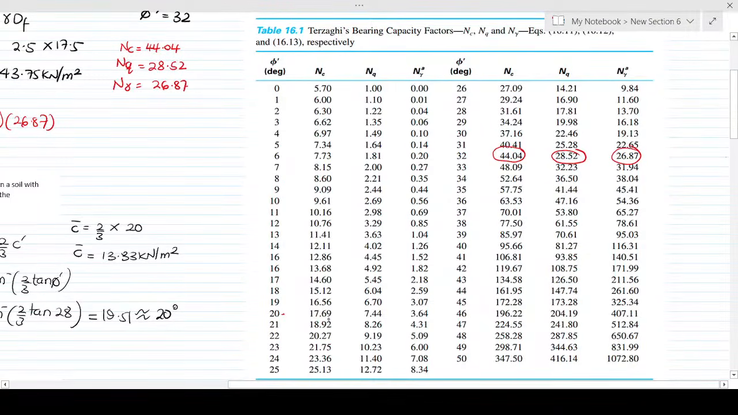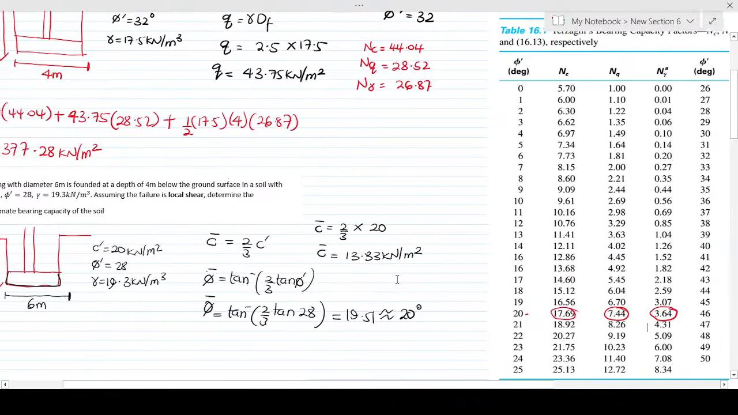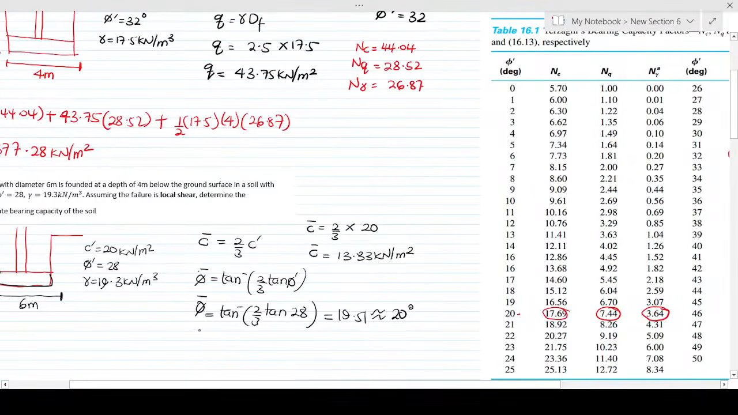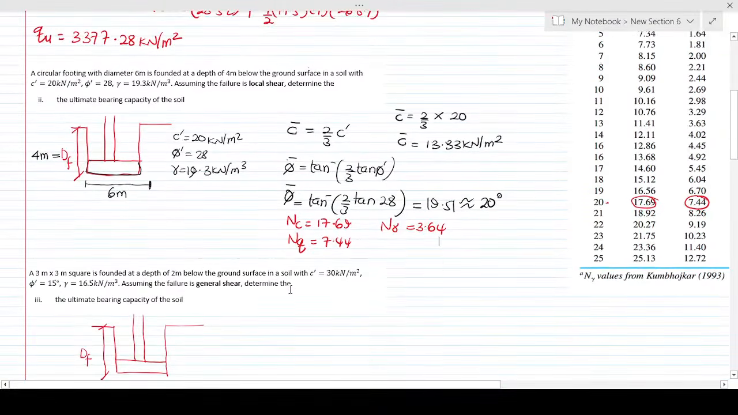So these are my bearing capacity parameters. I'll write them down. My NC is 17.69, my NQ is 7.44, and my N gamma is 3.64. So now I have them. I can continue. Let me draw this down.